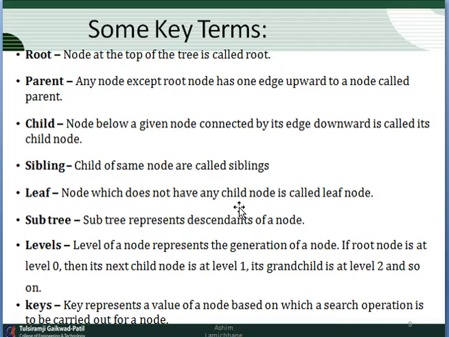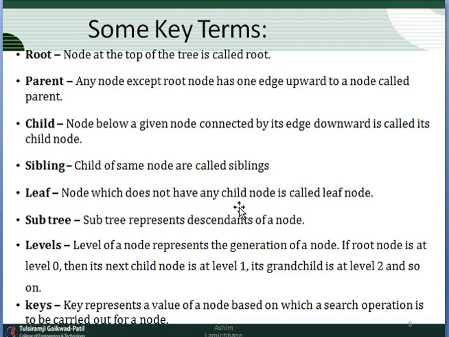Siblings: children of the same node. It's a normal definition of siblings as well. Children of the same parent are called siblings. And leaf node, the node which does not have any child nodes, is called a leaf node. I already discussed. Subtree represents the descendants of a node. In a particular tree, if there are again certain nodes like a root node and certain child nodes, they are called a subtree of that tree.